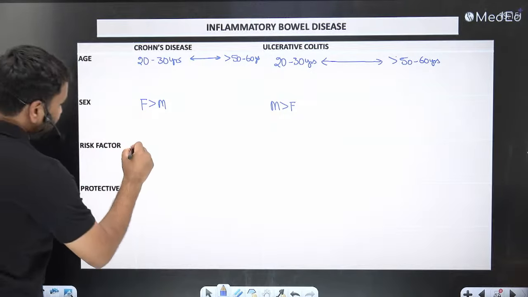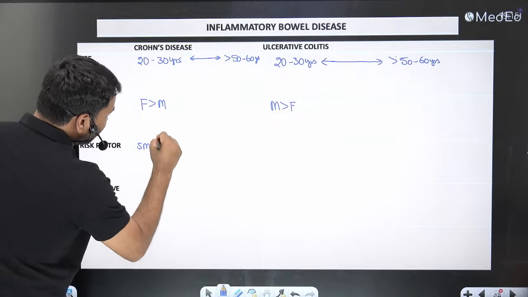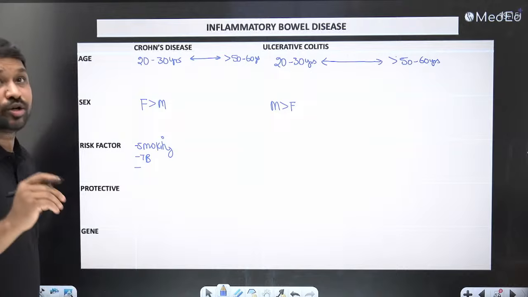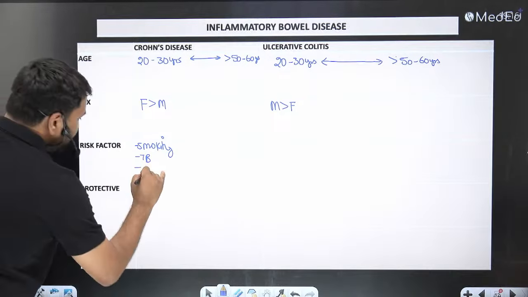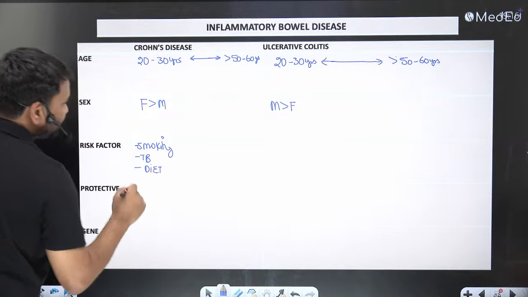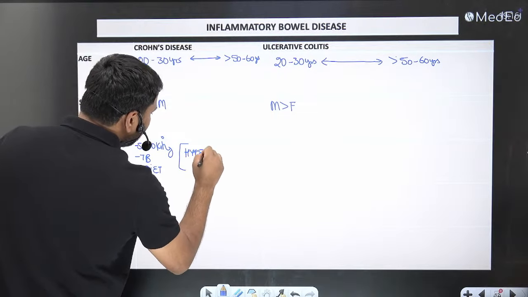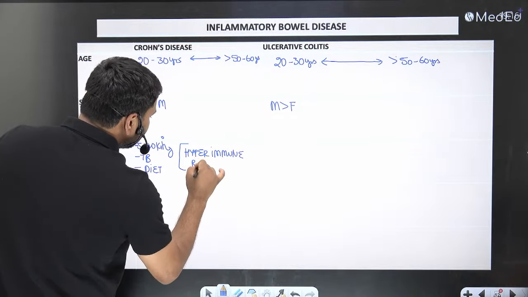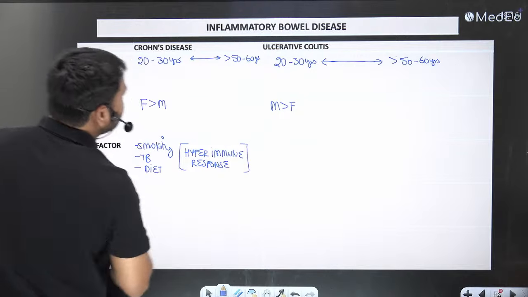For Crohn's, it is going to be smoking. History of tuberculosis. History of tuberculosis is very important. Then there is dietary risk factor that is there, right? It is also associated with dietary risk factor. Per se, it is a hyperimmune response. This is your hyperimmune response, right?